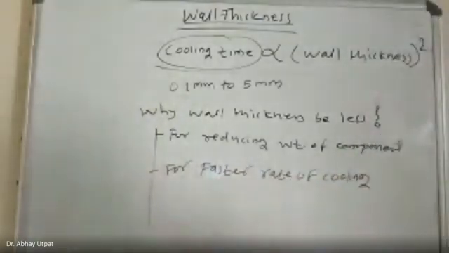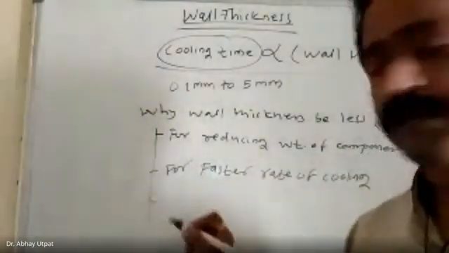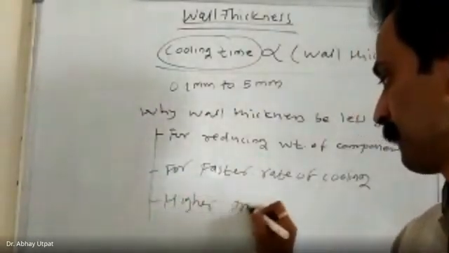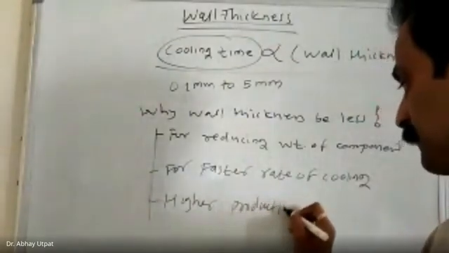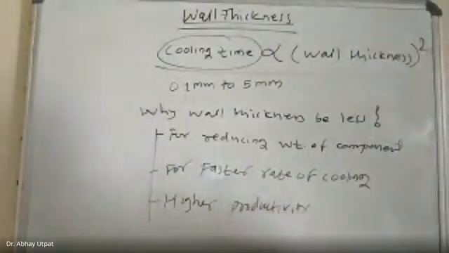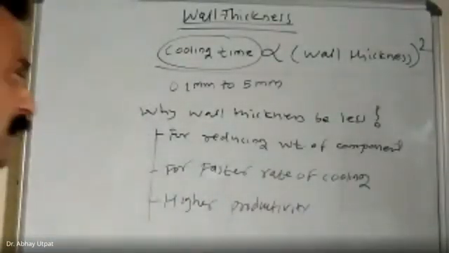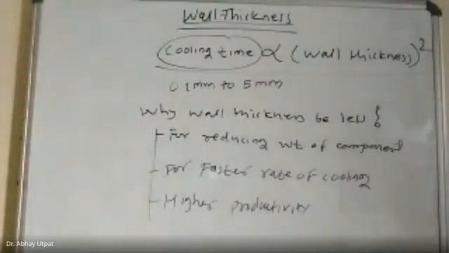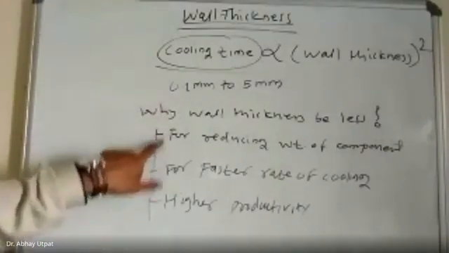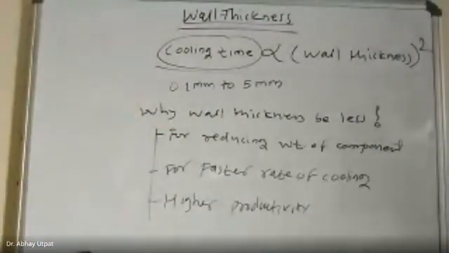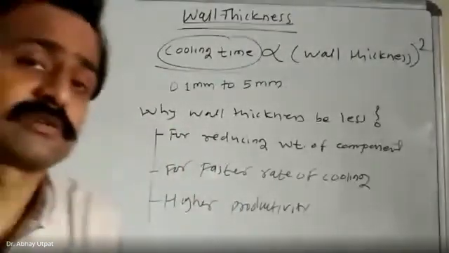Second, for faster rate of cooling. And third, higher productivity. So I repeat, why should wall thickness be minimum? Wall thickness should be less or minimum for reducing the weight of the component, for faster rate of cooling and higher productivity. So if you follow this, then your component will be durable, and your component making process will be easy.